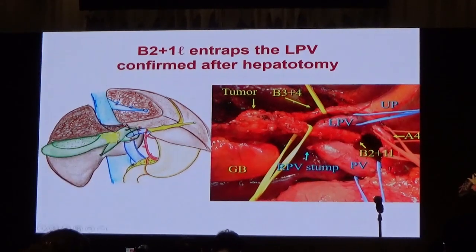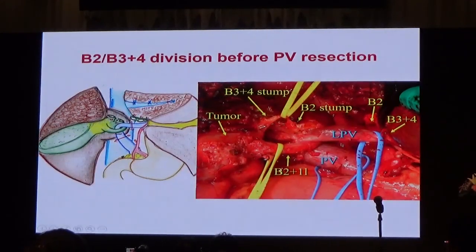Even after dividing the liver, we could not remove the liver because of the entrapment of the biliary duct. And even after dissection of the left hepatic duct here, we could not remove the liver because of the entrapment by the strange anomaly here. And here you see a prolonged left portal vein because of the anomaly.